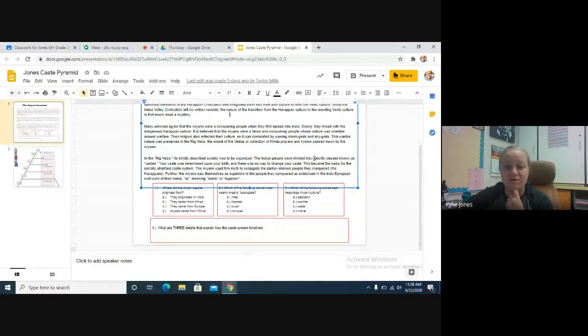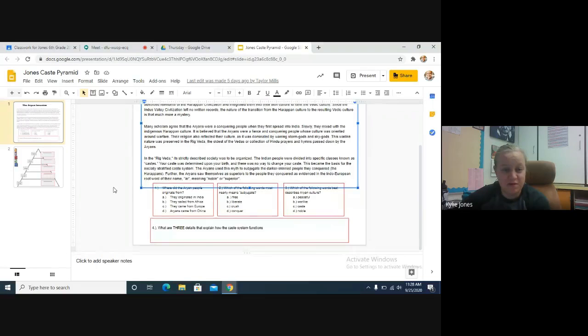The Indian people were divided into specific classes known as castes. Your caste was determined upon your birth, and there was no way to change your caste. This became the basis for the socially stratified caste system. The Aryans used this myth to subjugate the dark-skinned people they conquered, the Harappans. Further, the Aryans saw themselves as superior to the people who they conquered, as evidenced by the Indo-European root word of their name, ar, meaning noble or superior.